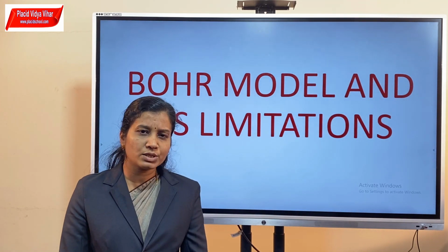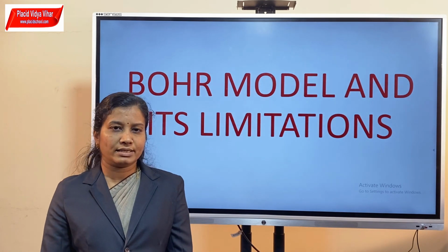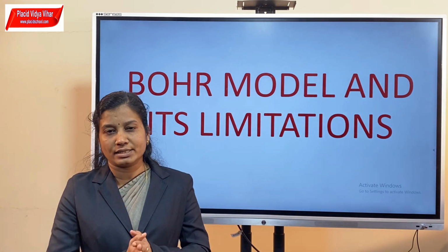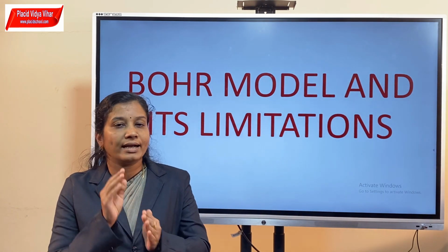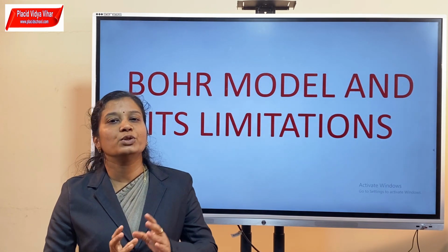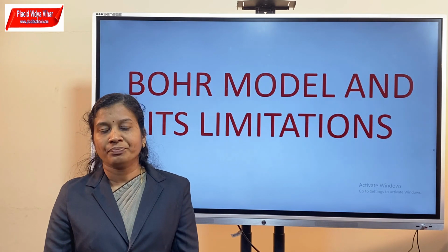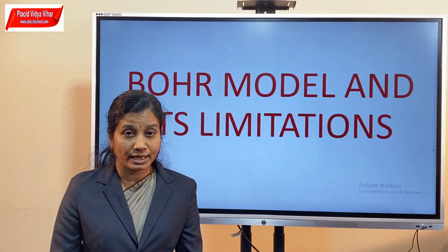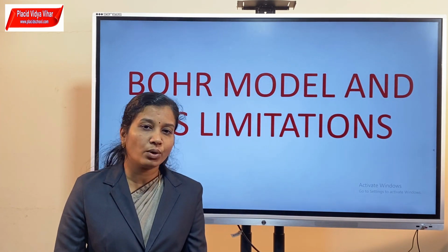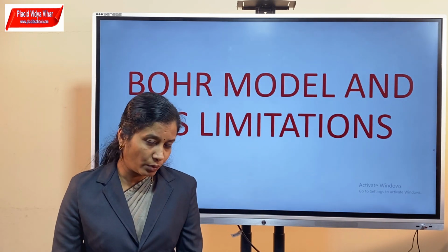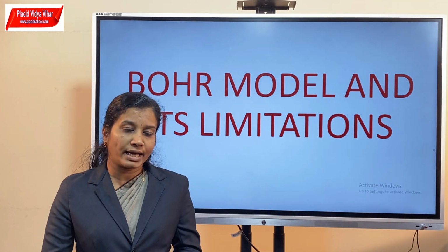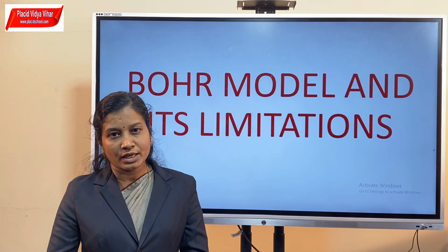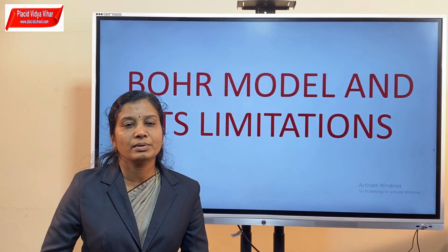What are the main features of Rutherford's atomic model? The first one is that the atom consists of a very small center, and the entire mass and the positive charge is concentrated at this center, and he called this center the nucleus. Then the second one, electrons are revolving around this nucleus in well-defined circular paths called orbits or shells. Then the third point, the electrons and the nucleus are held together by electrostatic forces of attraction. So these are the main points of Rutherford's atomic model.